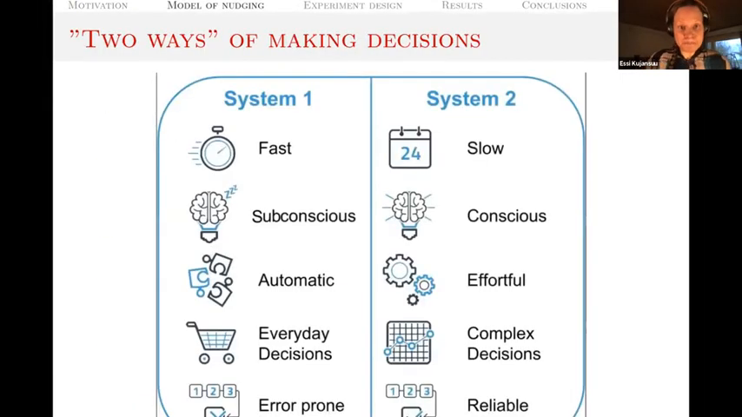To go through the model, the system 1, system 2 model splits our decision-making into two systems. There is a fast, relatively subconscious, automatic decision-making process that we use in everyday decisions. Errors are more likely to occur here when we are not fully paying attention to what we are doing. System 2 thinking, on the other hand, is a slow, more conscious and effortful decision-making mode. We use it especially for complex decisions, and because we are so much in control of it, it is thought of as more reliable.